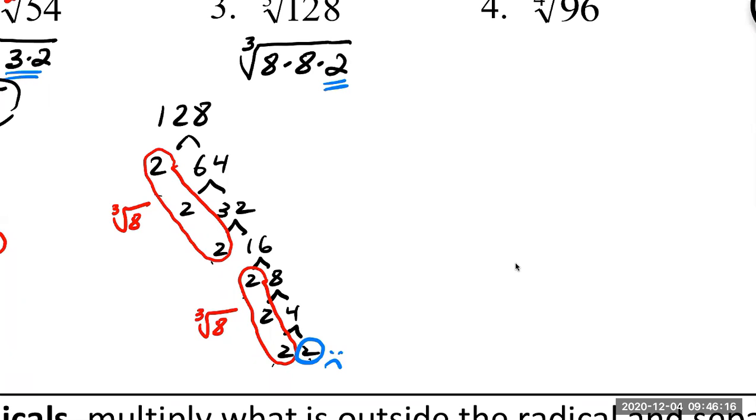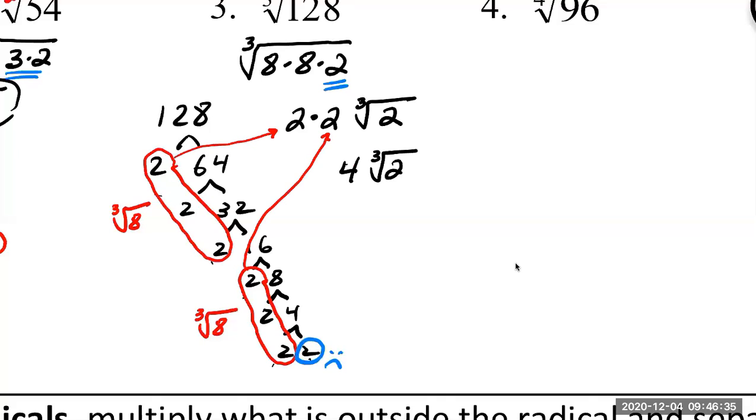So the cubed root of 8 is 2. The cubed root of another 8 is 2. And we're left with a cubed root of 2 on the inside. So this triplet right here matches that first 2, and this triplet is that 2 right there. So we would have an answer of 4 times the cubed root of 2. And be careful to remember to include this index here as you're showing your work.